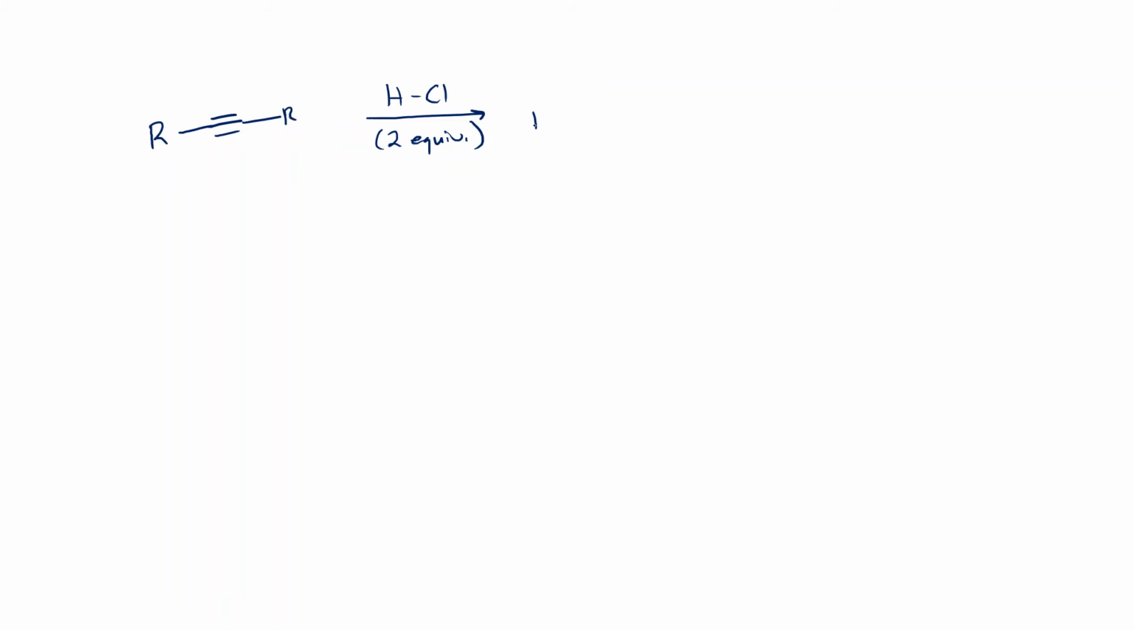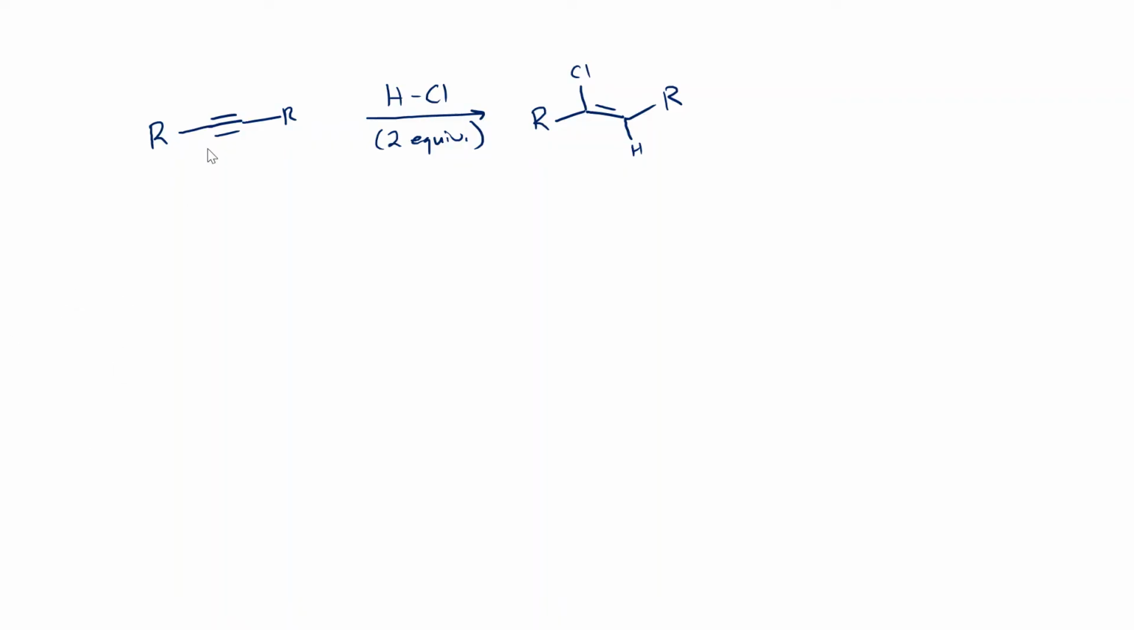The first thing that's going to happen is we're going to react one of the pi bonds and put a chlorine at one position, a hydrogen at the other, and we're going to get an R. Now, you may be thinking about Markovnikov's rule, right? Because anytime we use HCl, we have to worry about Markovnikov's rule. Markovnikov's rule doesn't really have much to say about alkynes because both of these carbons are secondary, right? If we had a terminal alkyne, you would have to worry about Markovnikov's rule, right?